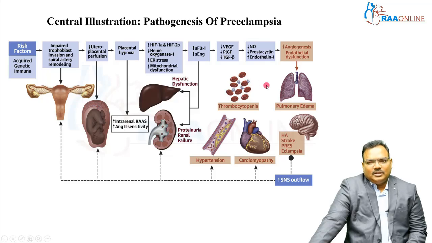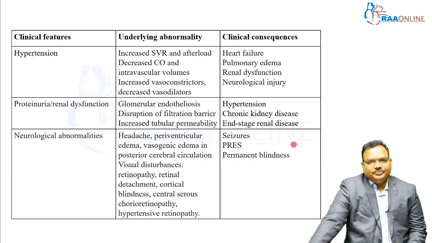So what are the end organs that are going to be affected? In the lung, because of the increased systemic vascular resistance, they are more prone to pulmonary edema. Destruction of platelets causes thrombocytopenia. In the liver, it causes hepatic dysfunction and destruction of hepatocytes. In the kidney, it causes proteinuria and can progress to end-stage renal disease. Blood pressure: hypertension. In the heart, left ventricular hypertrophy and cardiomyopathy. In the brain, it can have edema, seizures, headaches, visual disturbances, and PRES. All these features can happen in pre-eclampsia.